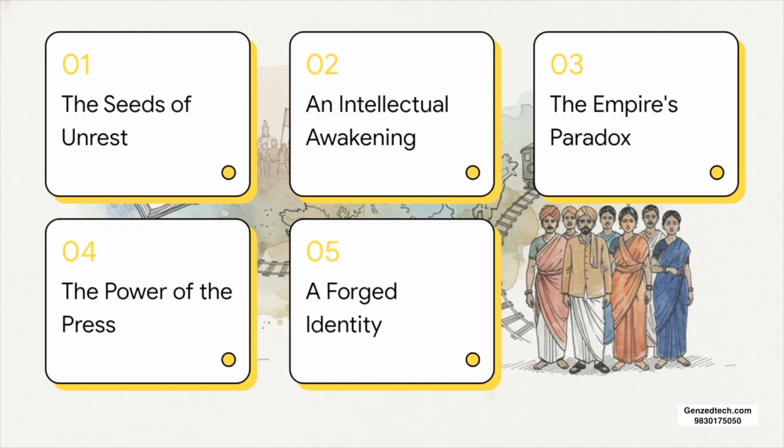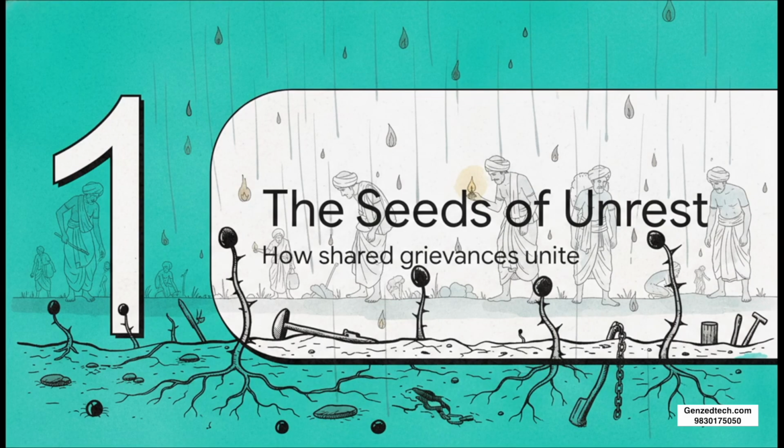We'll start with the shared problems that planted the seeds of unrest. Then we'll look at the intellectual awakening that gave people new goals. We'll explore the strange paradox of the British Empire's own tools, see how the press played a huge role, and finally, wrap up with how all of this forged a brand new identity. First up, the seeds of unrest.